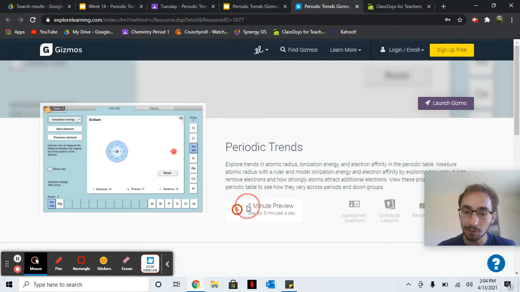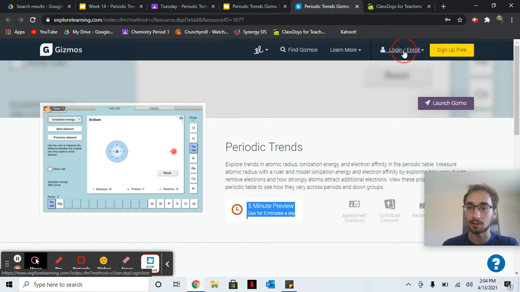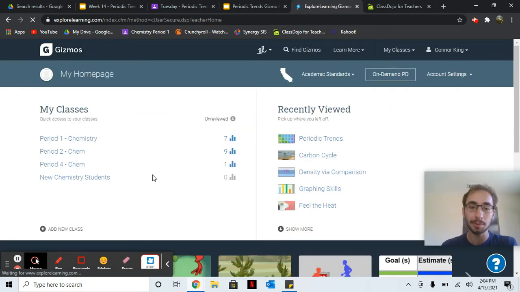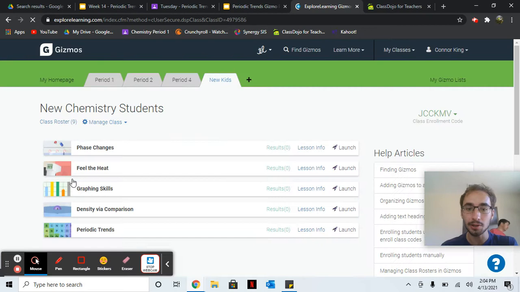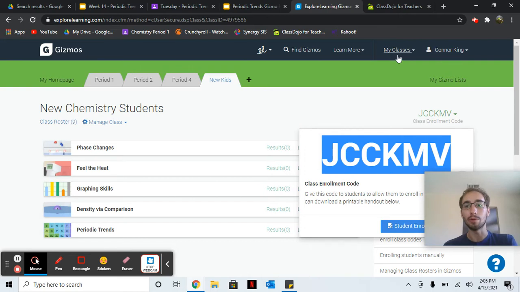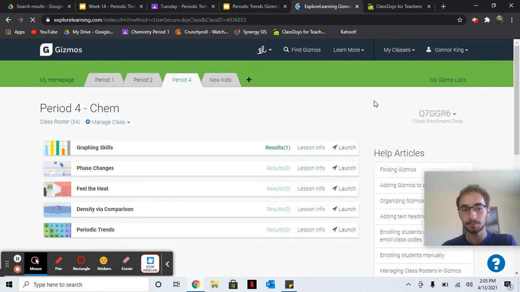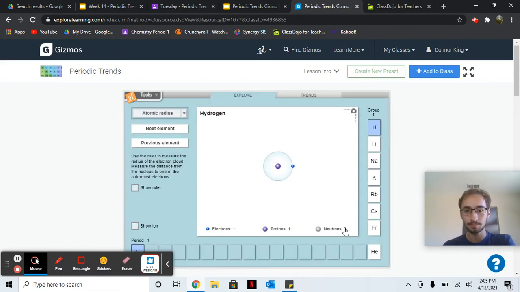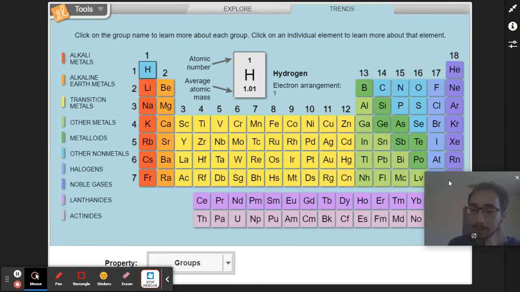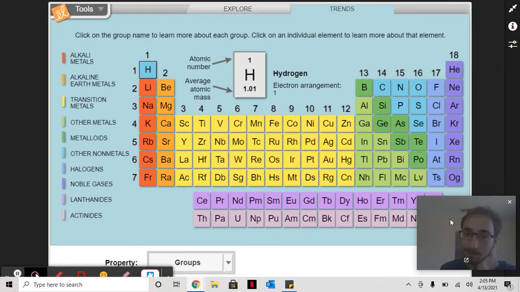This is important. If you don't log in, it'll only give you 5 minutes to view it. So you need to click login and log in here. Okay? If you don't remember your login, here's a class code that you can use to make a new account. Okay? Once you're logged in though, click launch and it'll look something like this. Okay? And then when you're ready, click on trends. Okay? And then it'll give you the periodic table.